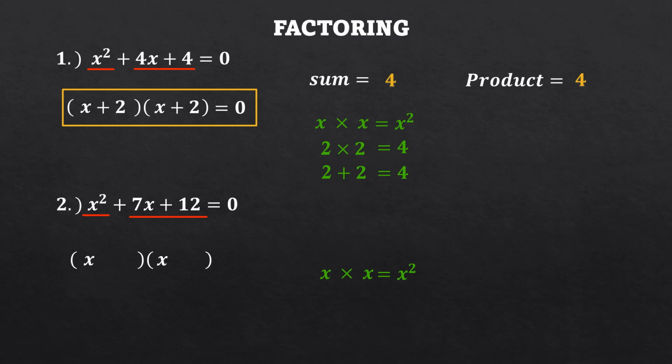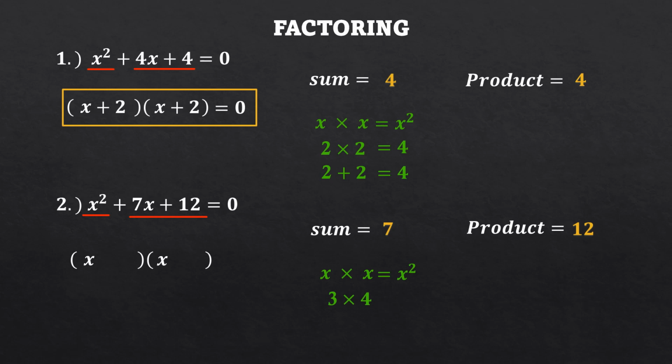Get the numerical coefficients of the remaining terms, which are 7 and 12. The numerical coefficient of the second term, which is positive 7, represents the sum of the two numbers. And the numerical coefficient of the third term, which is positive 12, represents the product of the two numbers. So, think of two numbers whose product is positive 12 and whose sum is positive 7. The two numbers are positive 3 and positive 4.